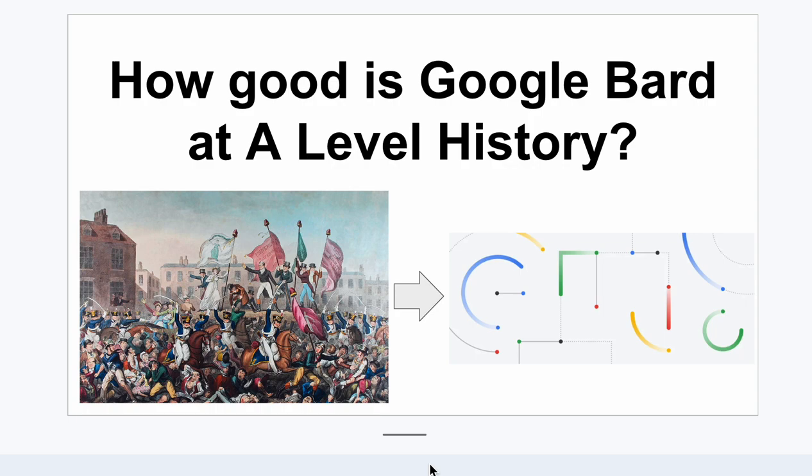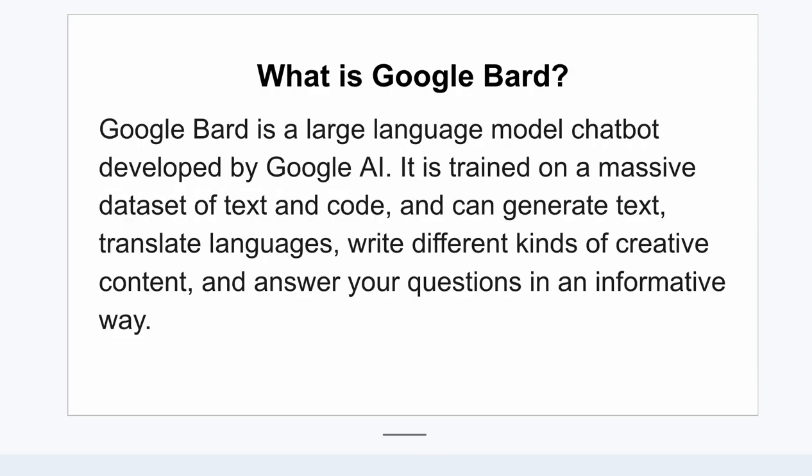Hello. So in this video, I'm going to be talking about how good Google Bard is at A-level history. So to begin with, what is Google Bard? I asked it this question. It's a language model chatbot developed by Google AI, and it uses a huge amount of data to generate text responses to questions. So in other words, it's virtually the same as ChatGPT. It's Google's version of a kind of AI chatbot that you can ask questions. You can ask follow-up questions on a variety of topics, and it'll give you a response.